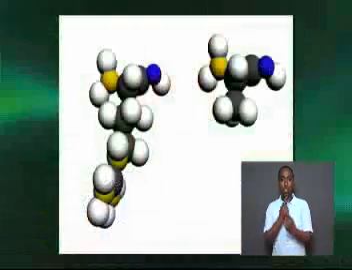As we learned in our last lesson, monosaccharides join together to form polysaccharides. Amino acids join together in a similar way, forming long chains of molecules called proteins.